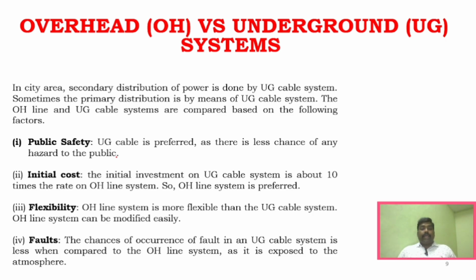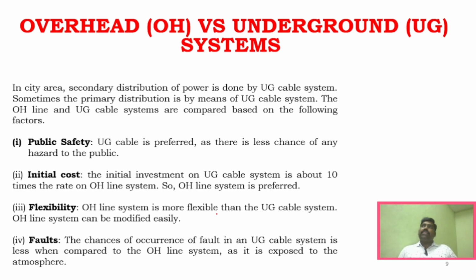can be used only for the distribution part, that is inside the city limits, right? Even though it is less flexible, it is safer when compared to overhead cables. Another important point is fault identification. When it comes to underground cables, the chances of occurring faults are less. And another important thing here is that fault identification will also be difficult in underground cables, but there will be fewer faults when compared to the overhead cable system, right?